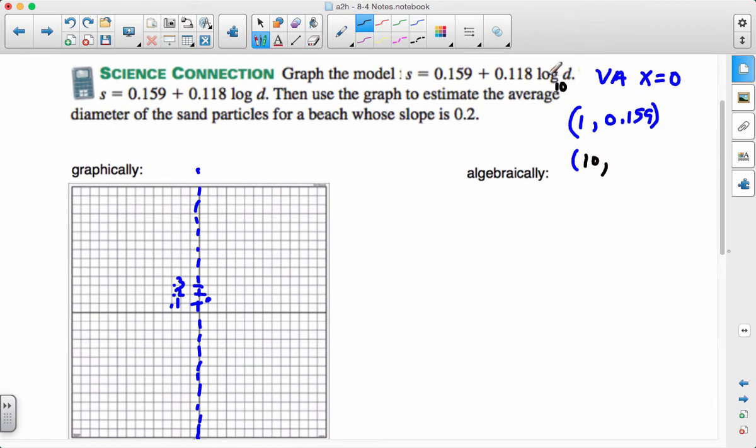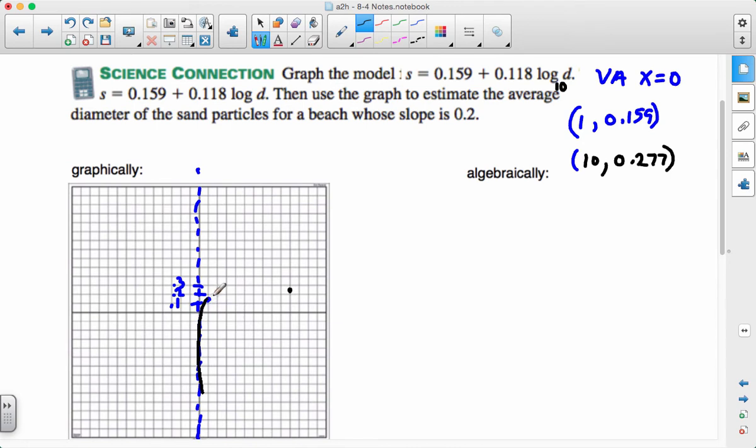10 comma something. Log base 10 of 10 is 1, and I have 0.118 plus 0.159, which is going to be 0.277. Okay, so over 10. 1, 2, 3, 4, 5, 6, 7, 8, 9, 10. Up 0.27. And that's enough. So I can see now the trajectory.